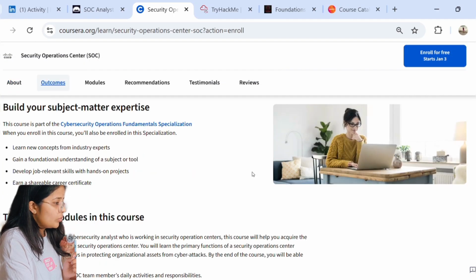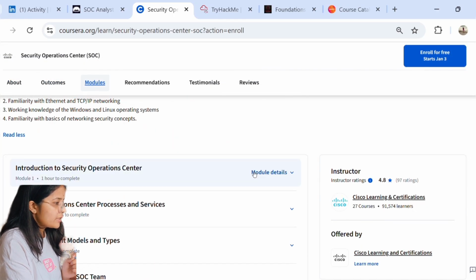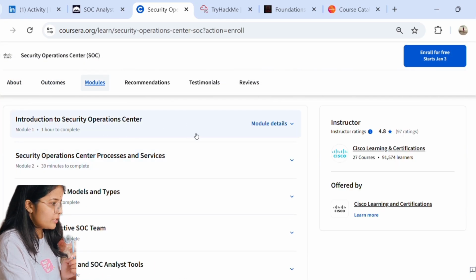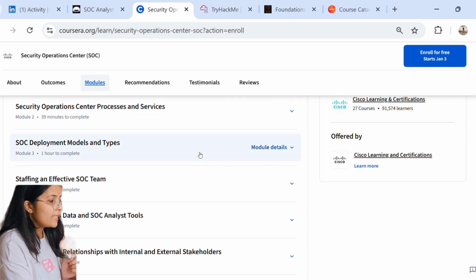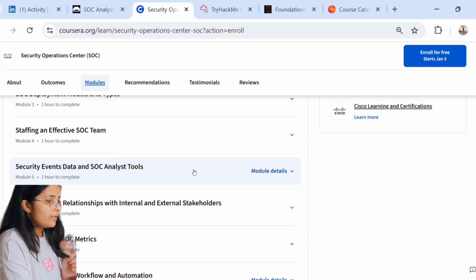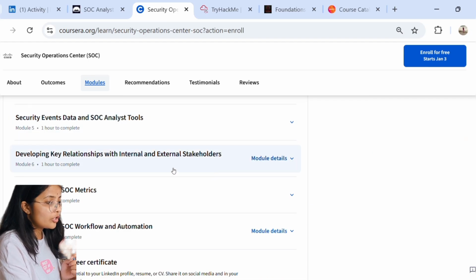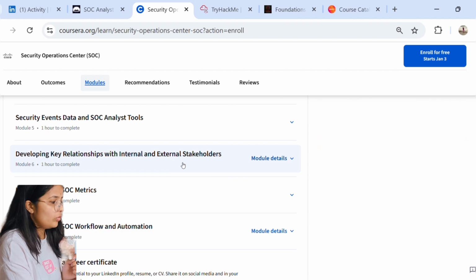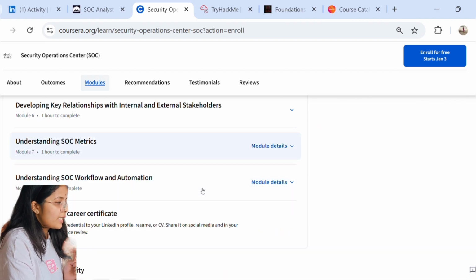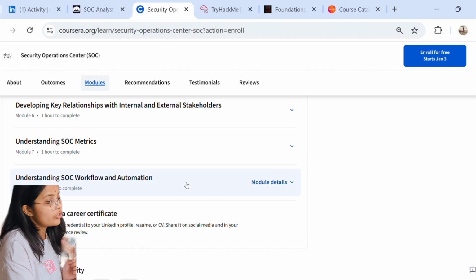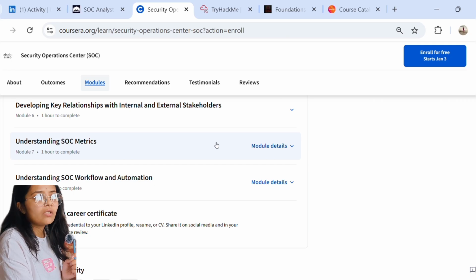Yeah, so the 8 modules in this course contain the introduction to the security operations center, SOC processes and services, the different models and types, security events data and SOC analyst tools, developing key relationships with internal and external stakeholders, understanding SOC metrics, and SOC workflow and automation. At the end of this course as well, you will get a career certificate which you can showcase in your CV and in your LinkedIn profile.